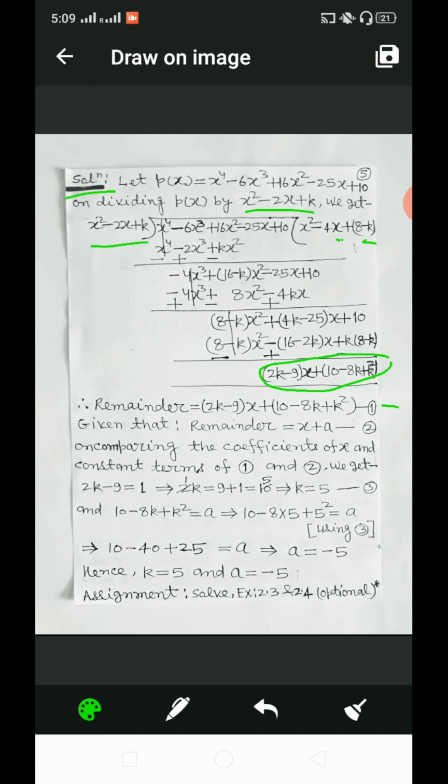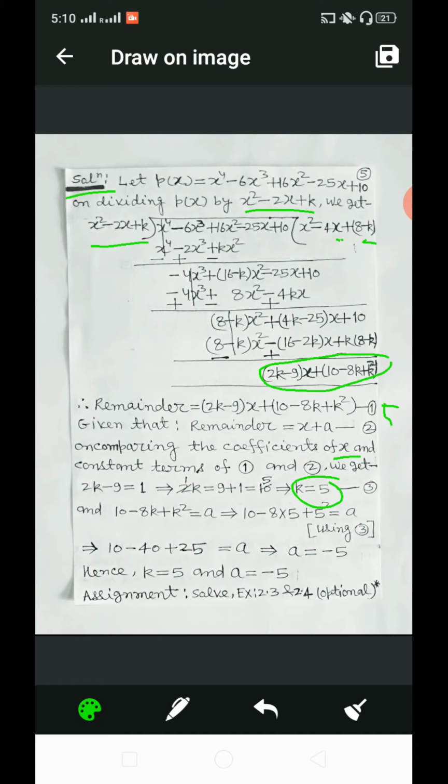Dear student, it is already given that the remainder is equal to x plus a. We take these as 1 and 2. On comparing the coefficients of x and the constant terms of 1 and 2, we get 2k minus 9 equal to 1. Here the coefficient of x is 1. So on the basis of that, we write 2k minus 9 is equal to 1, and it implies that 2k is equal to 9 plus 1, and after solving we get k is equal to 5. This is taken as 3.